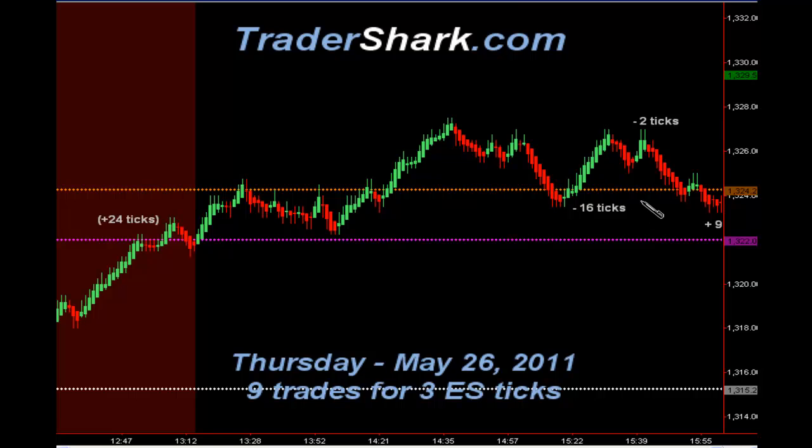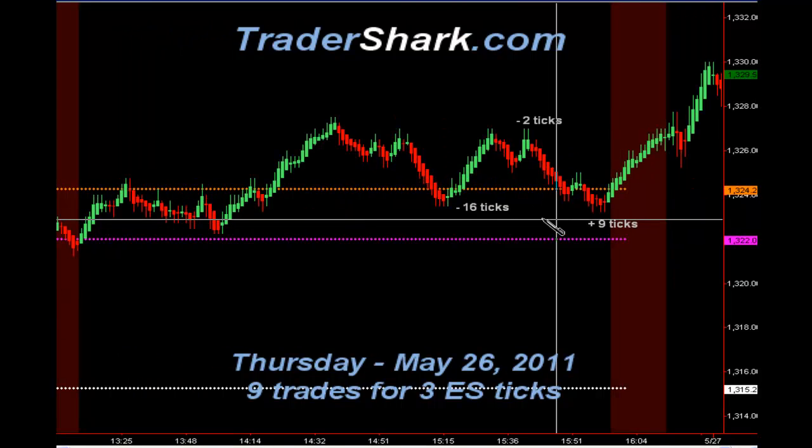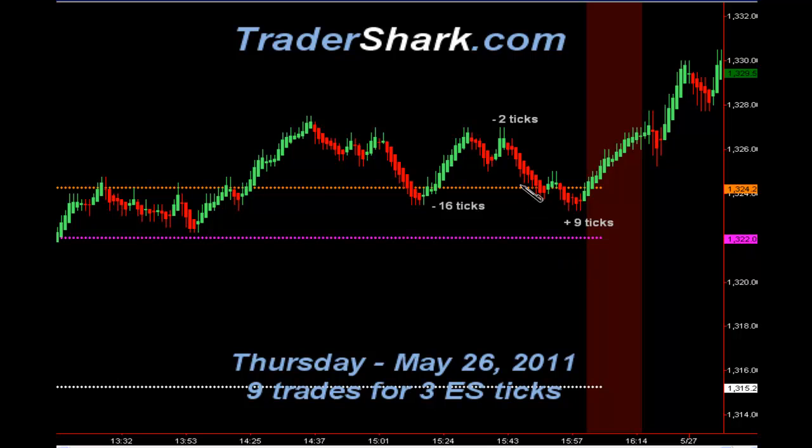Shortly thereafter, we had another opportunity to get, let's see what that was. That was long. Target 1 was hit, but we still ended up with a -2 loss. And then going into the close, we had another opportunity to get short. Target 1 and target 2 were hit for 9 ES ticks. So all in all, it was a very aggressive day. We ended up with 9 trades for 3 ES ticks, according to the trading manual.